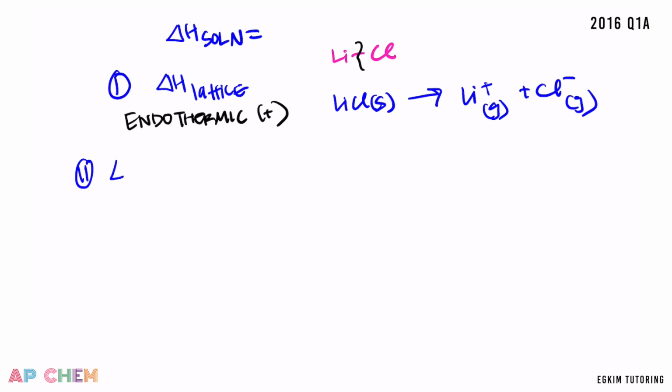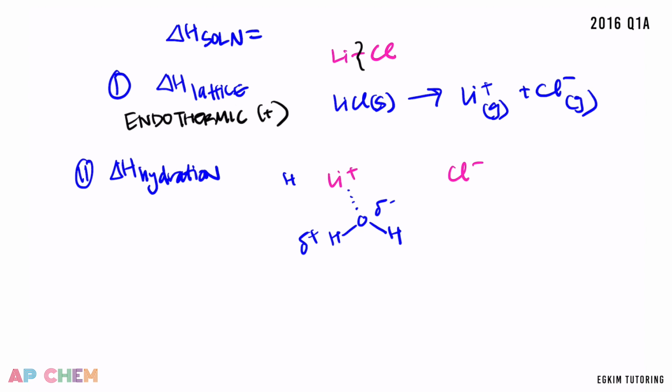The second process is called delta H hydration, and it is exactly what it sounds like. You have these lithium ions and chloride ions, and then you also have water, and water is a polar compound, meaning it has a positive dipole on hydrogen and a negative dipole on oxygen. Since lithium is a positive ion, it's going to be attracted to the oxygen side. And since chloride is a negative ion, it's going to be attracted to hydrogens, which again have a positive dipole. So all these ions are being surrounded by water molecules. This process is exothermic, meaning it's releasing heat, so your delta H should be negative.